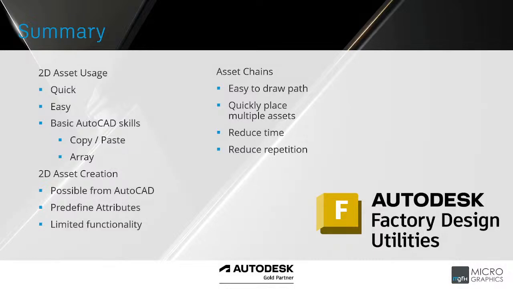And that brings us to our summary. Basically looking at 2D assets within AutoCAD. AutoCAD makes it quick and easy to place down assets, do a very quick facility layout, production line layout, using your basic AutoCAD skills like copy and paste an array. Once you've dragged those assets in and dropped them down into the layout, those AutoCAD skills can just come in handy to align everything up.